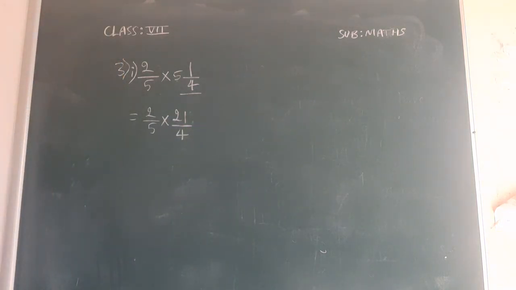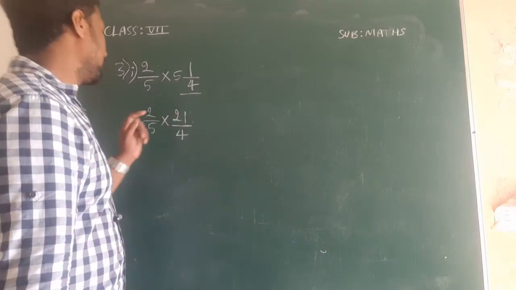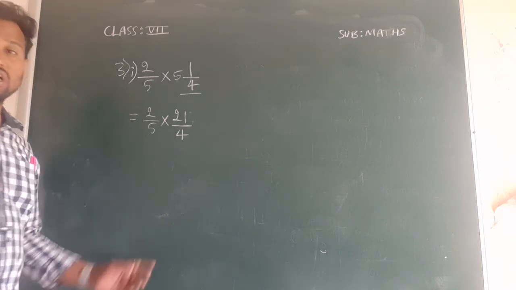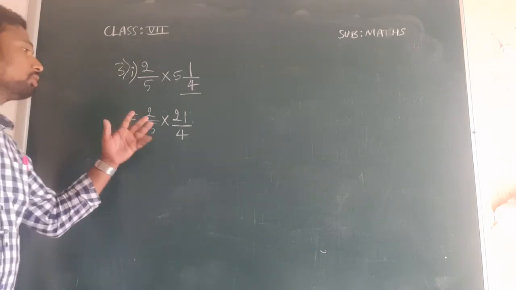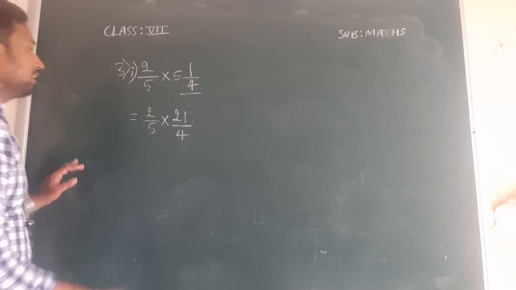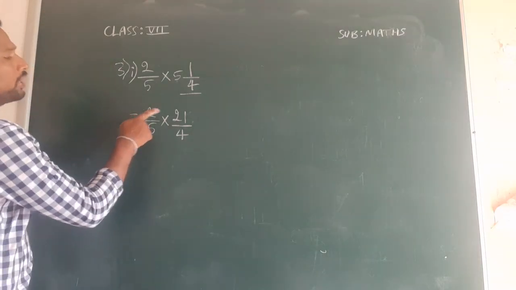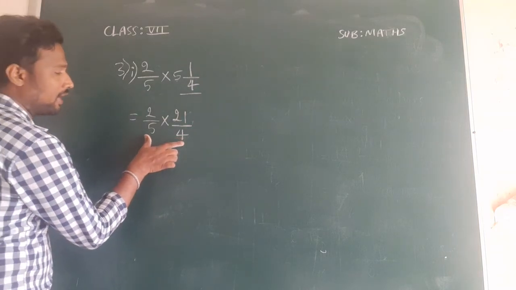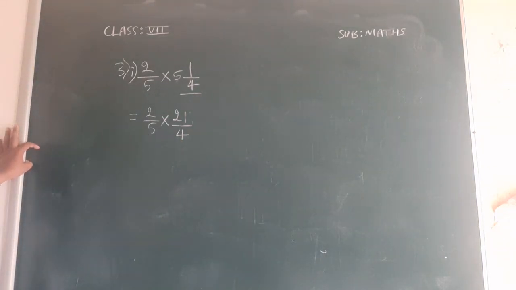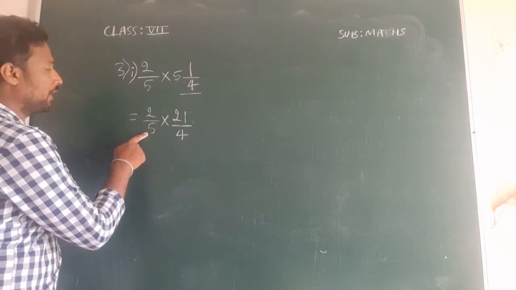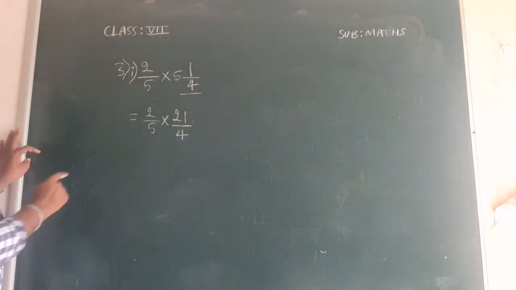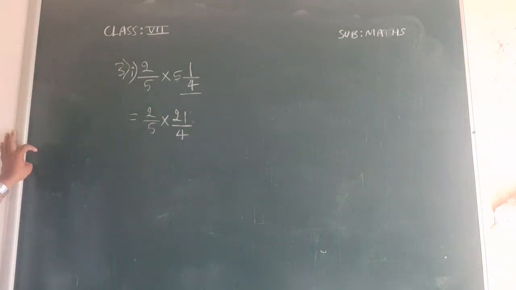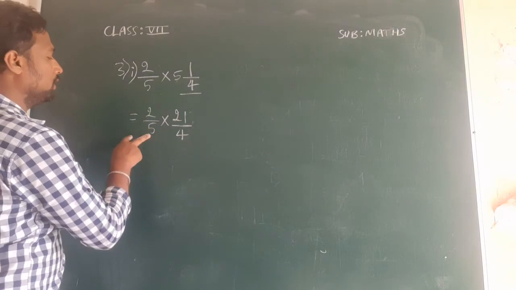So now we got 2 divided by 5 into 21 divided by 4. If you multiply directly here, you will get a bigger number to divide. So before multiplying only, I will try to divide. Okay. And here we have 2 and 21 in the numerator, and in the denominator we have 5 and 4. So I will check with 5 first. Is it possible to divide 2 or 21? We cannot divide 2 or 21 by 5 because these two numbers will not come in table 5.